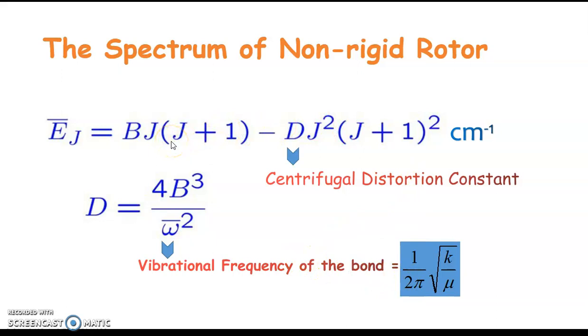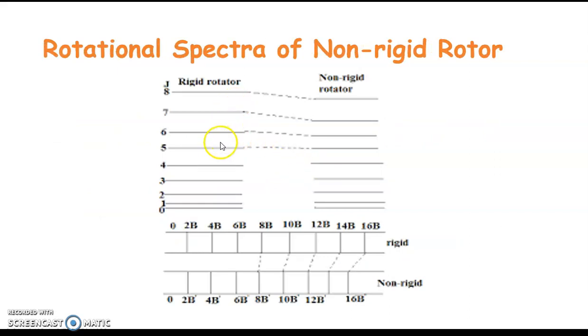As the vibrational frequency is very small compared to the rotational constant for small J, that is, for small values of J, the centrifugal distortion constant is not much pronounced, and thus the correction term DJ square (J plus 1) whole square is almost negligible, while for J values of nearly 10 or more, it becomes significant.